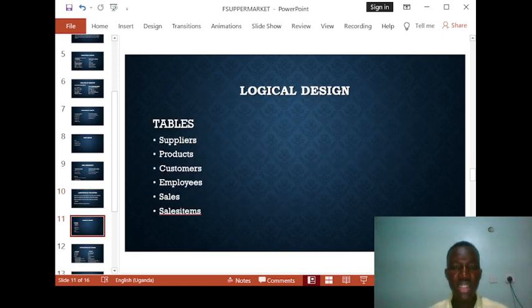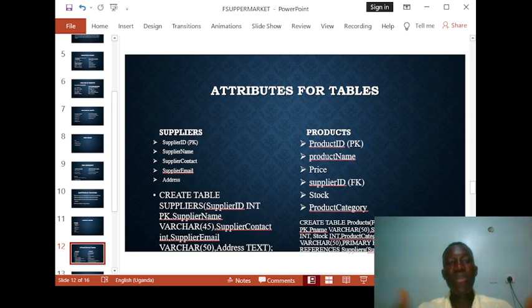Another thing is that now we come up with the logical design of our database. We shall have tables in our database, entities, and attributes. Here I have the tables that will be in my database: supplier, products, customers, employees, sales, and sales item. We shall have the columns in each of these tables.